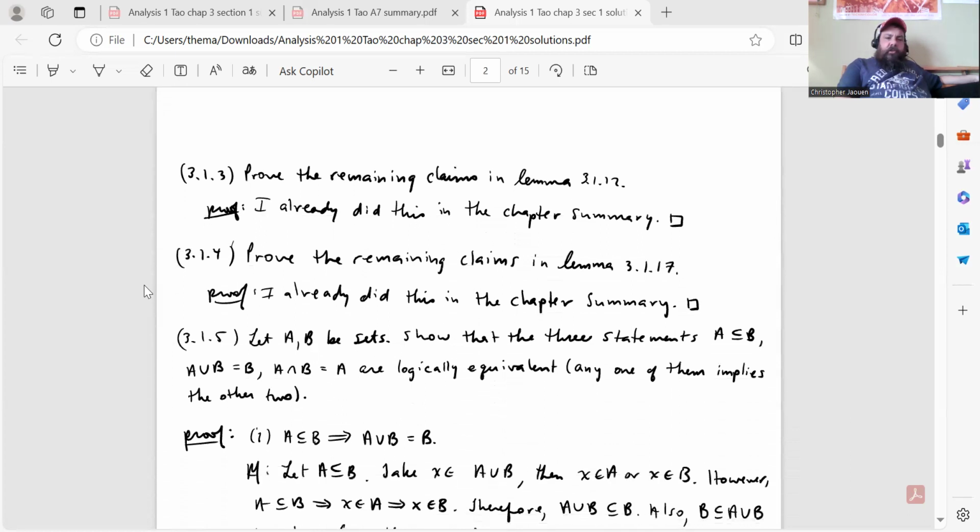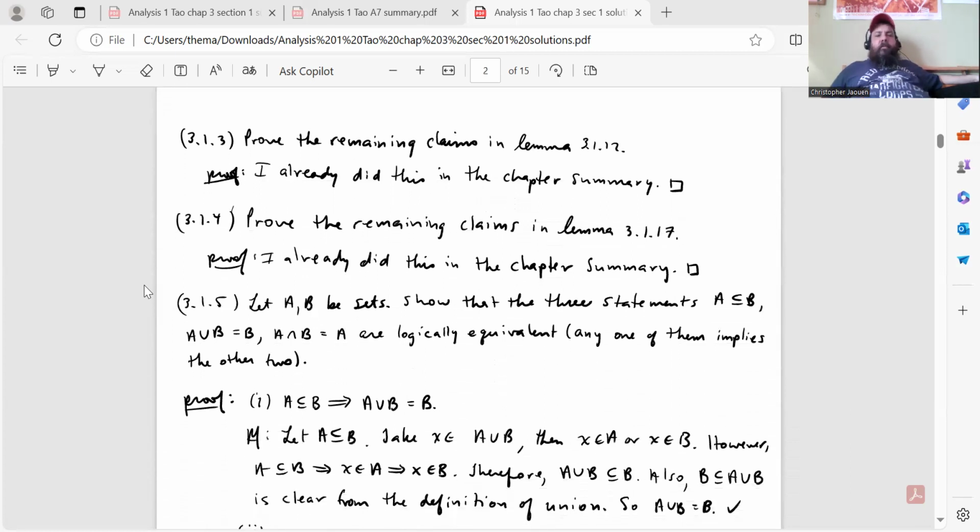All right, question 3.1.3. Prove the remaining claims in Lemma 3.1.2. I didn't do that here because, if you saw my summary for section 3.1, I actually already did that in the summary for the section. So there's no point in redoing it here in the exercise set.